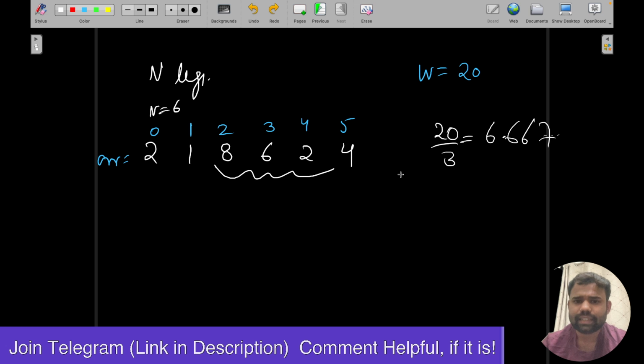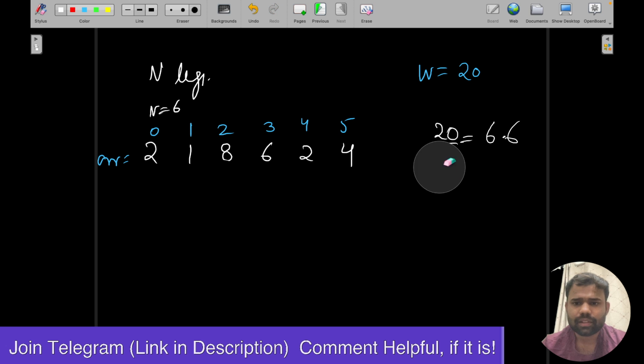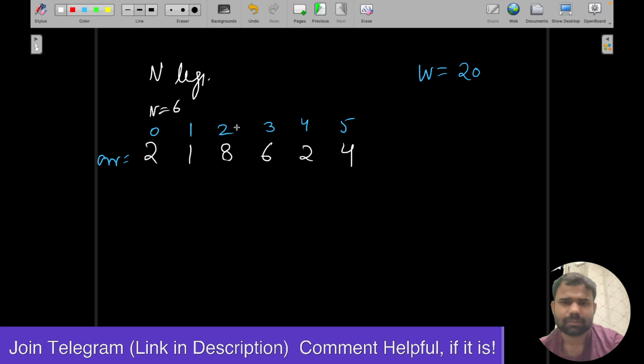Now let's say I took these three legs. For example, I have taken some other legs basically. So now what you have to find is which subset of legs you should choose so that you can afford the maximum weight. Maximum weight. Let me give you an example.